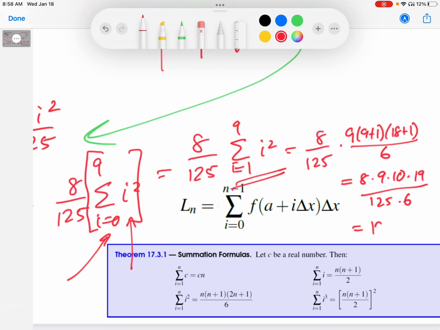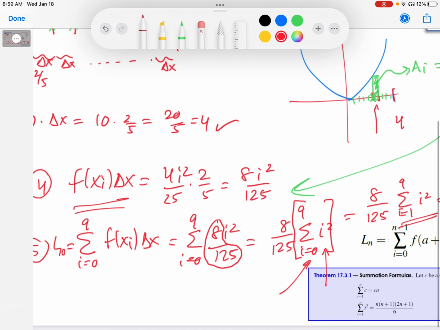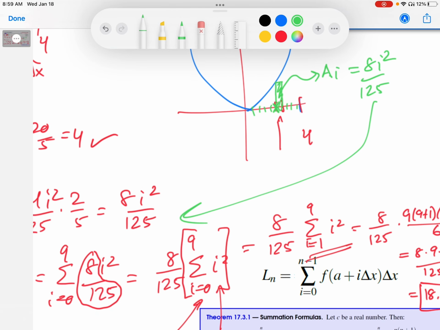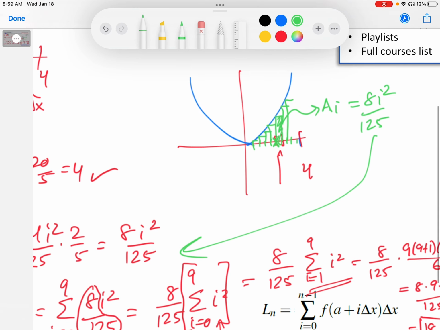If you calculate it out, it ends up being 18.24. So this is our left-hand Riemann sum approximation, right? If I went back to my graph up here and drew the left-hand sum approximation, and just kept going here, and then added up the area of all of these rectangles, I would get L sub 10, which is 18.24.